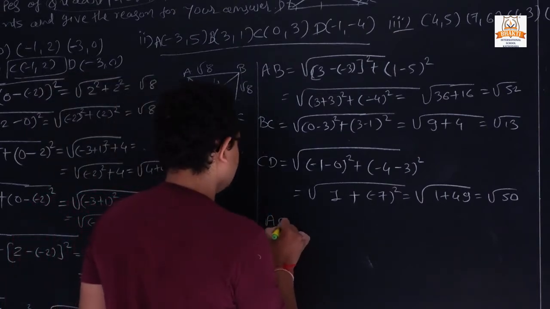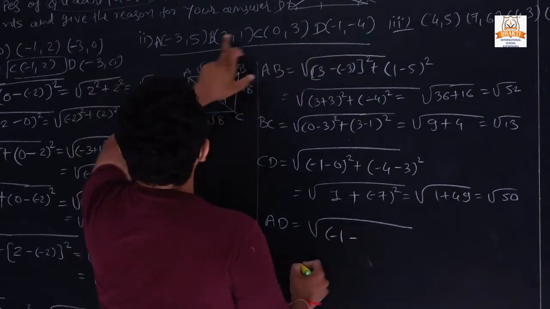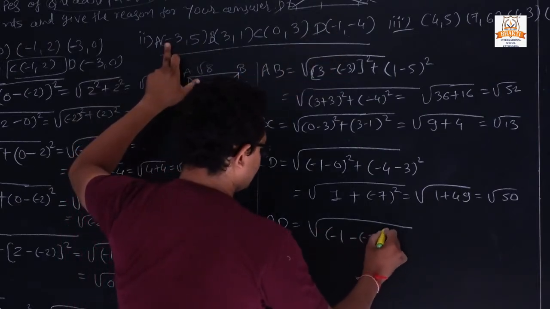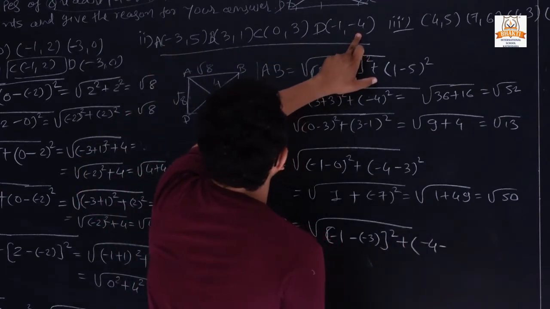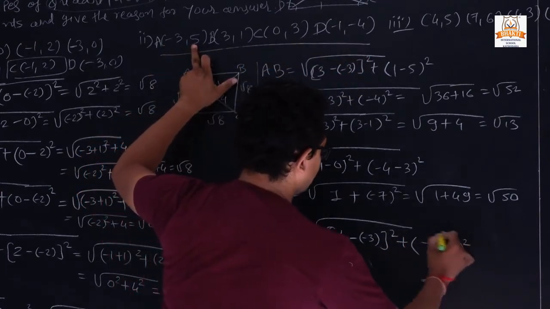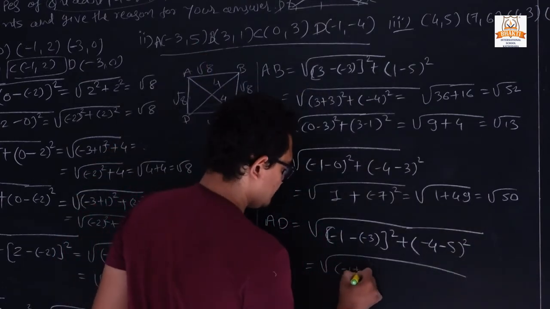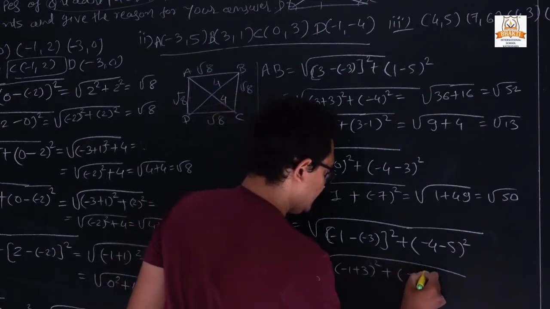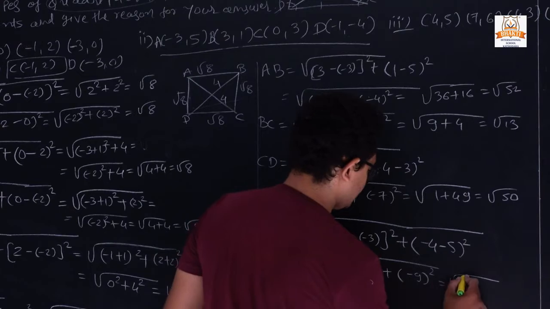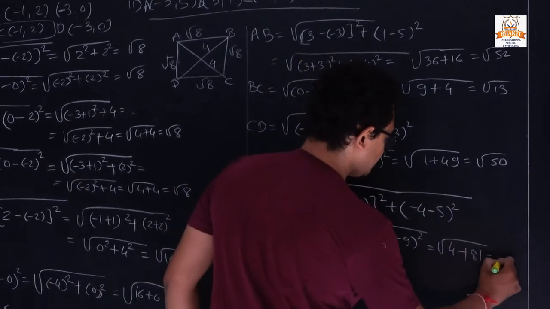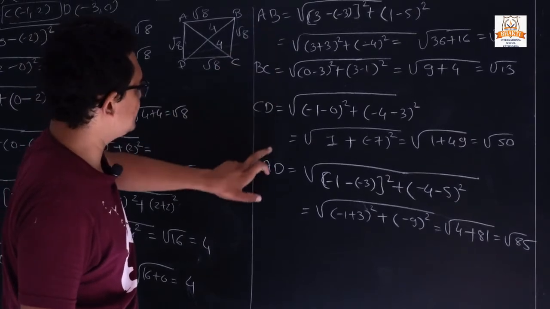Now AD, last side AD, so x2 minus x1 all square plus y2 minus y1 all square. So we can simplify that, minus minus plus, here 9 all square. So what is its simplification? 3 minus 1 is 2, 2 square is 4, and 9 square it is 81, so it is under root 85. So here see that AB, BC, CD and AD.